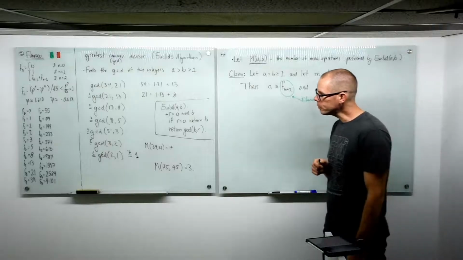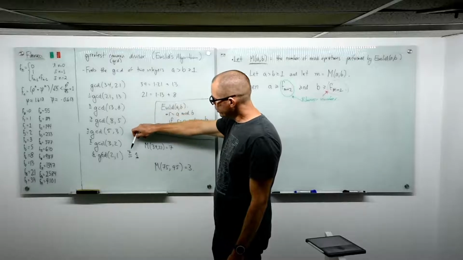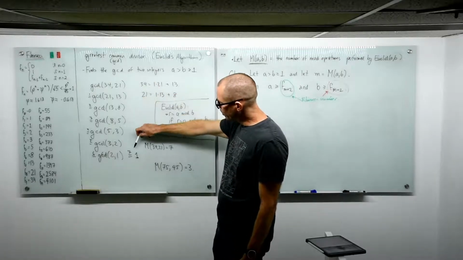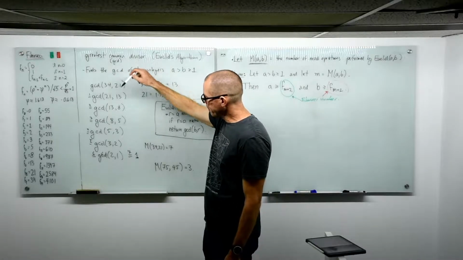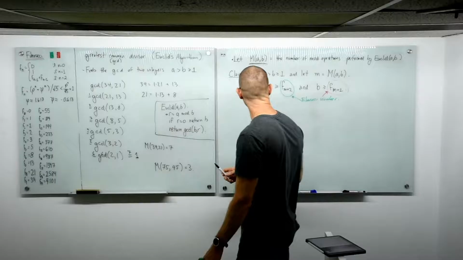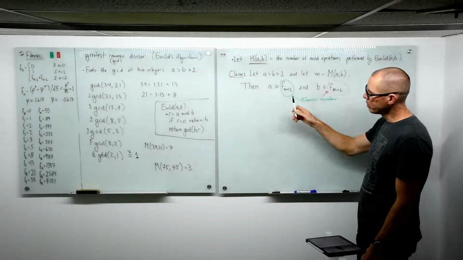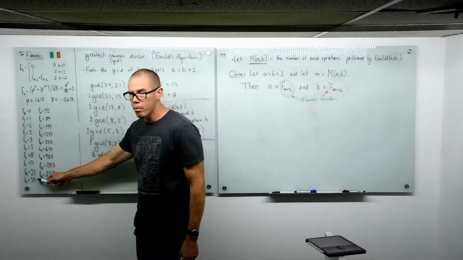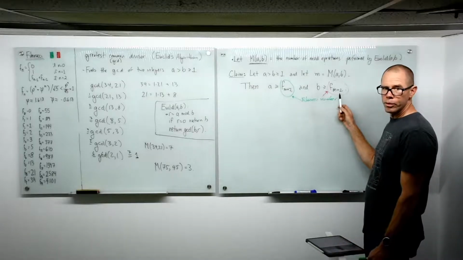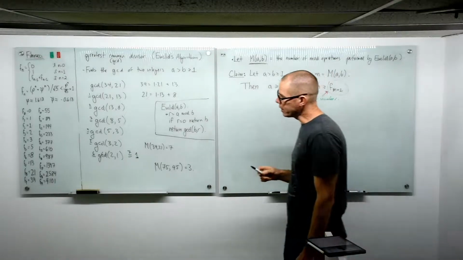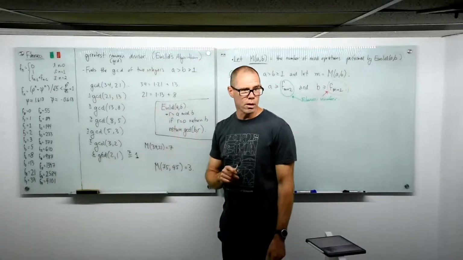So here we had 7 mod operations. That's how many mod operations were performed in computing the GCD of 34 and 21. So this says that A must be bigger than or equal to f of 7 plus 2, so f of 9. Yep, that's 34. And this tells you that B must be bigger than or equal to f of 7 plus 1, f of 8. That's 21, and indeed. So it matches perfectly.